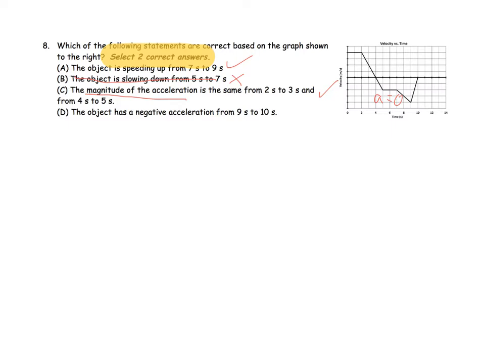Might as well check part D just to make sure. So part D says the object has a negative acceleration from 9 to 10 seconds. Well, acceleration is my slope. That is a positive slope, so a positive acceleration, which means that that one is not correct. So my final answers are both A and C.